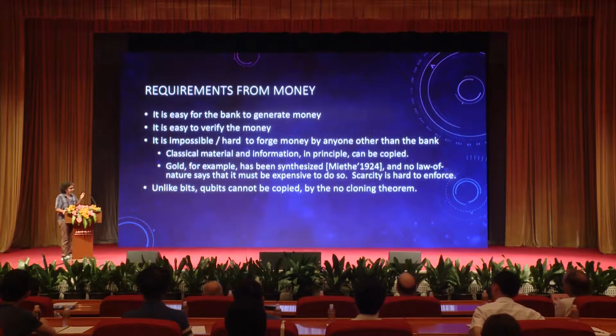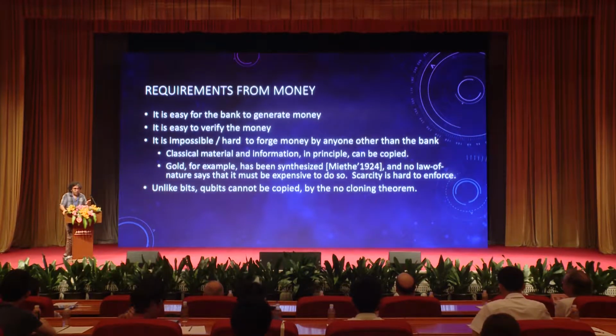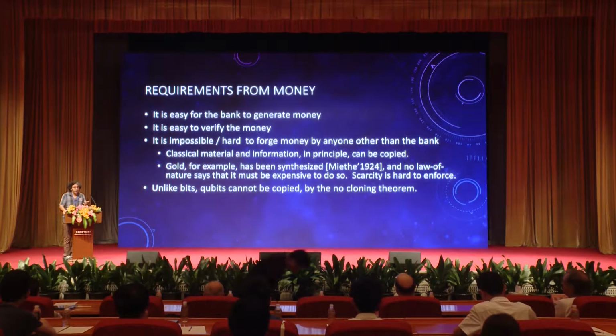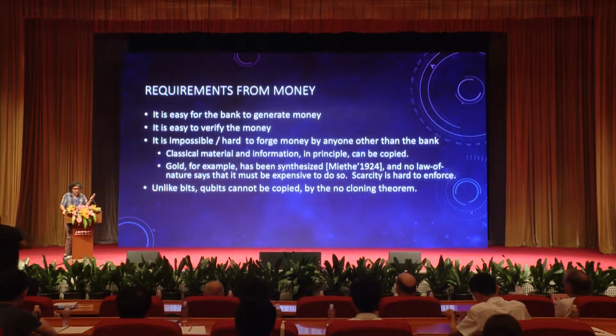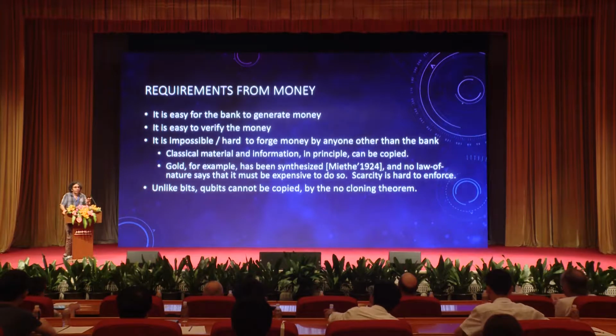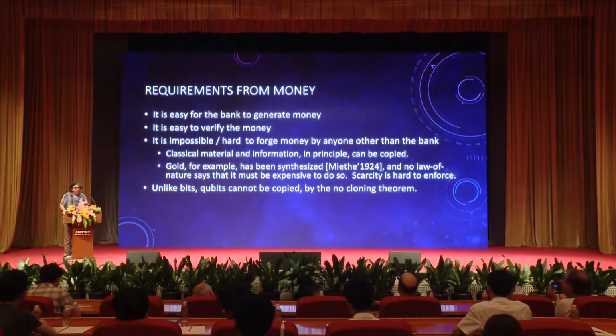Now, classically, this is impossible to achieve, right? Classical material or classical information, such as the bills or coins in our pockets, can, in principle at least, be copied, atom by atom or whatever way you want to look at it. Another approach that was used for money was gold, which is supposed to be scarce. But again, there is no law of nature which says that gold has to be scarce, right? In fact, gold was synthesized in the early 20th century. So we would like to have a law of nature which helps us achieve this goal, and not just something that holds in practice for some reason which might or might not hold.